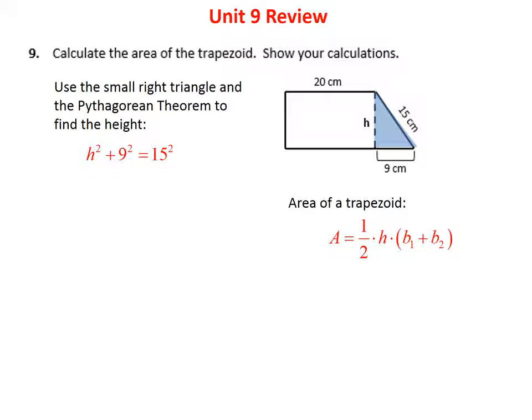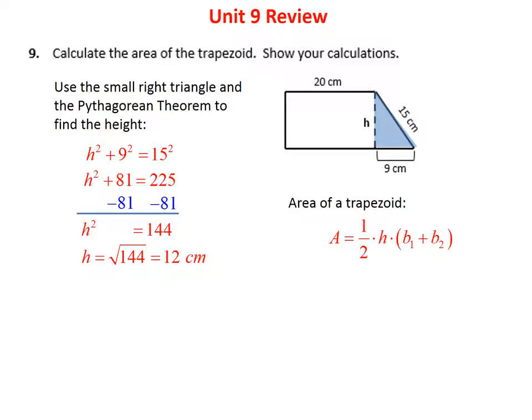So that means that h squared plus 9 squared equals 15 squared. Multiply these out, and we get h squared plus 81 is 225. Subtract 81, and h squared is 144, so that means that h is the square root. To unsquare it, 144 is 12 centimeters.